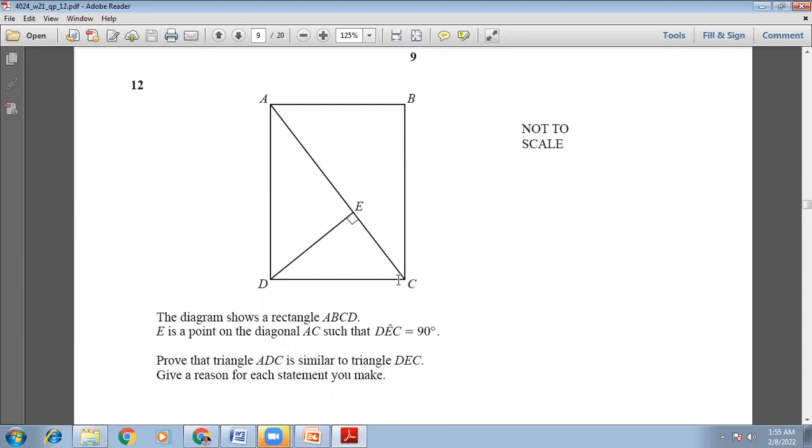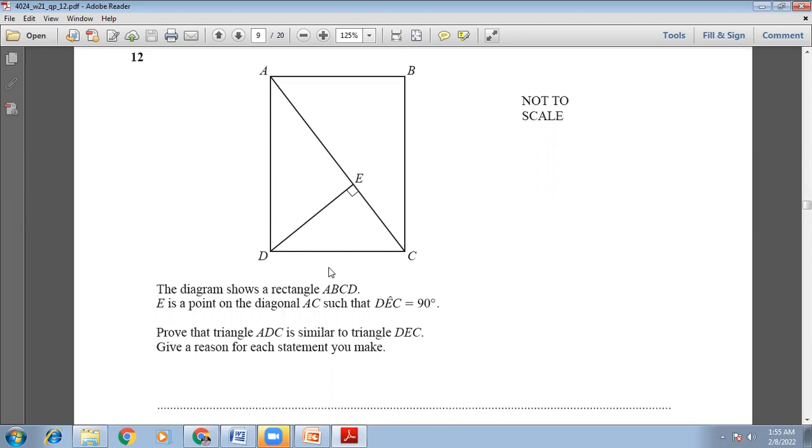Okay, so I can prove it very easily. In the rectangle, this angle ADC is 90, and in this small triangle, this angle E is 90. In this small triangle, the angle ECD, and in the big triangle, the angle DCA, that angle is common. So in this small triangle and this big triangle, 2 angles are the same, so they are similar to each other.